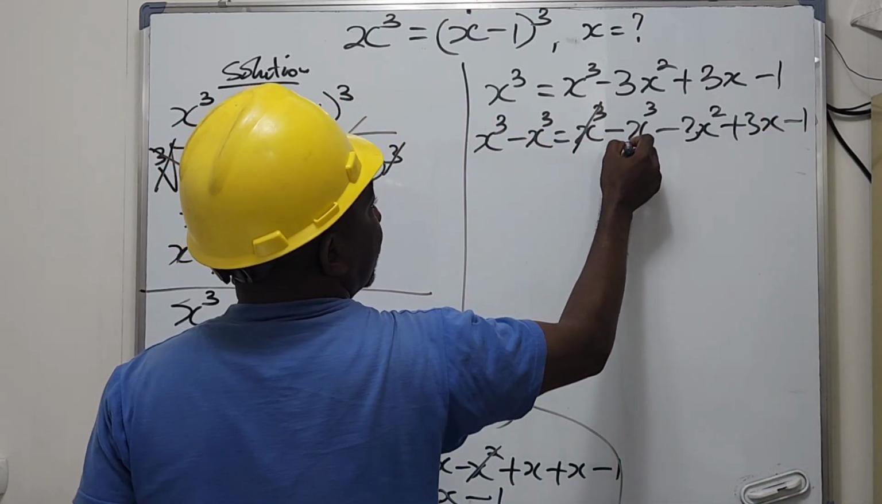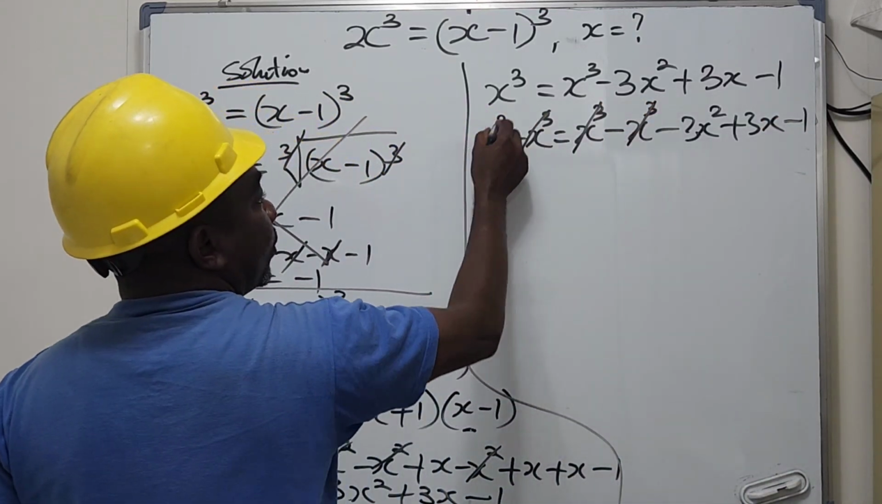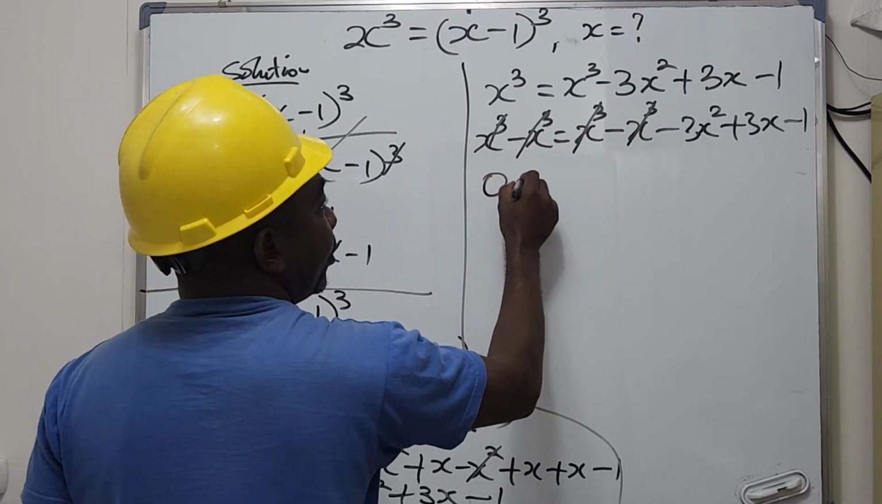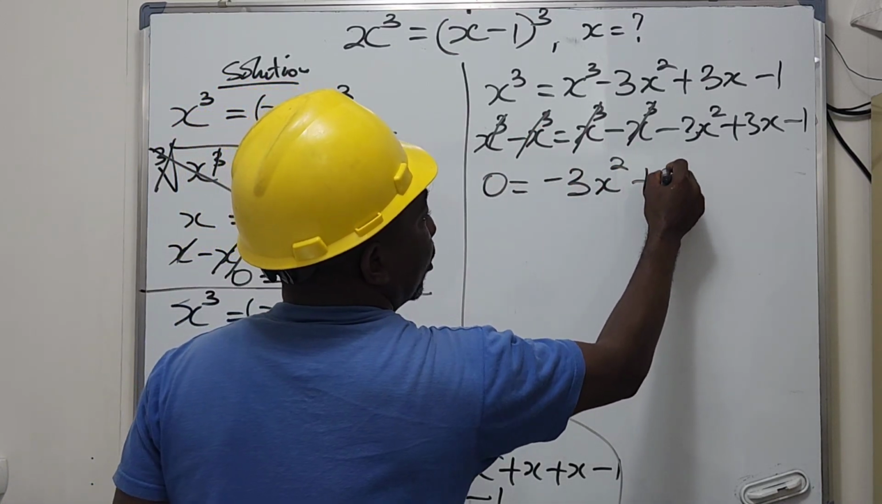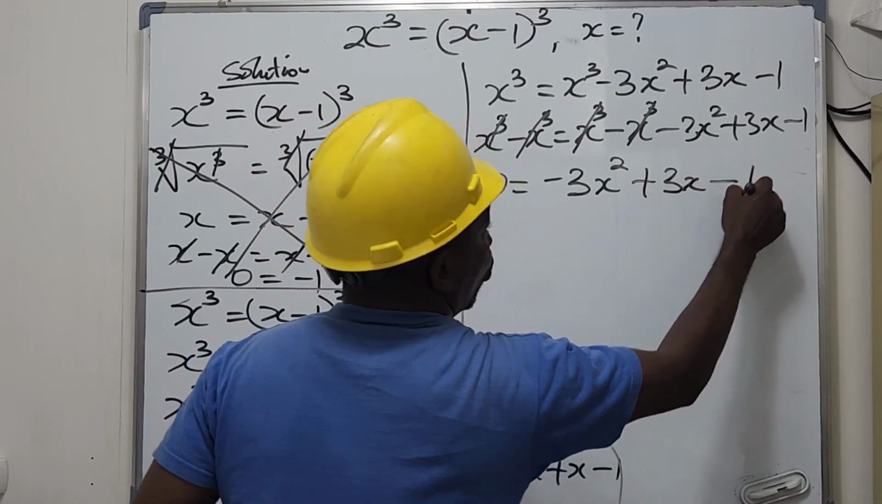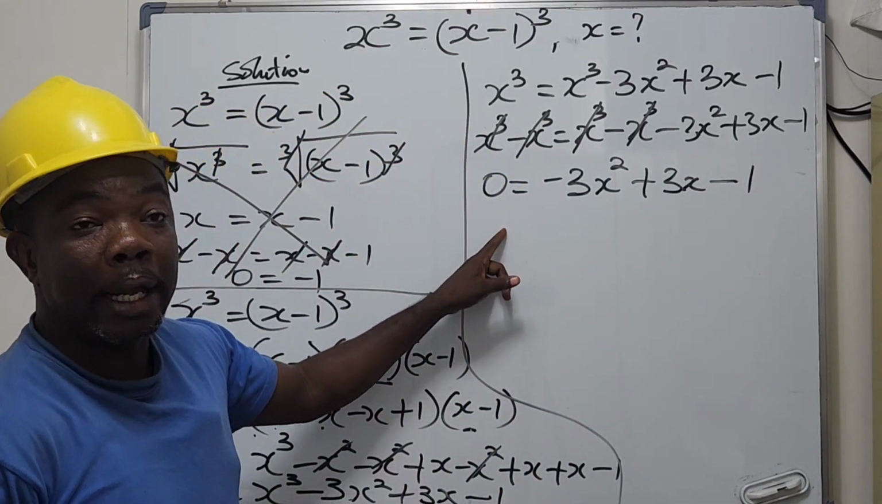So here this will cancel and this will cancel. This will cancel and this will cancel. We are now left with 0 equals to minus 3x to the power of 2 plus 3x minus 1. So this is what we are now left with.